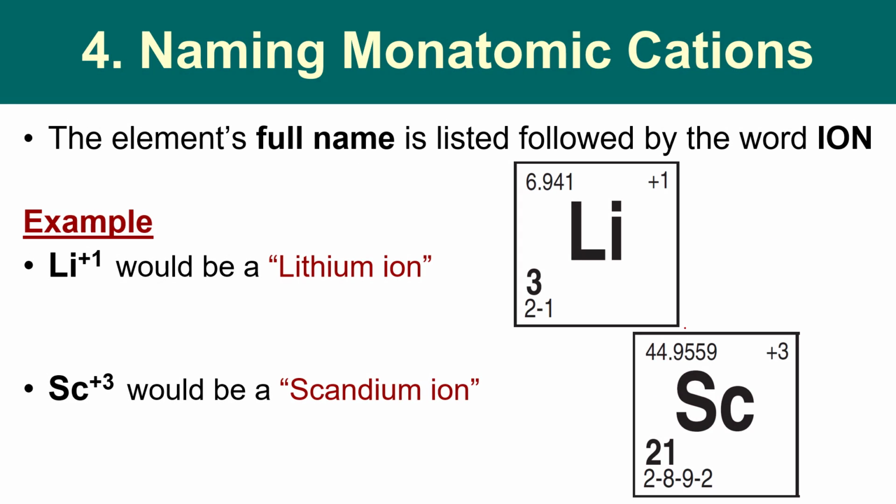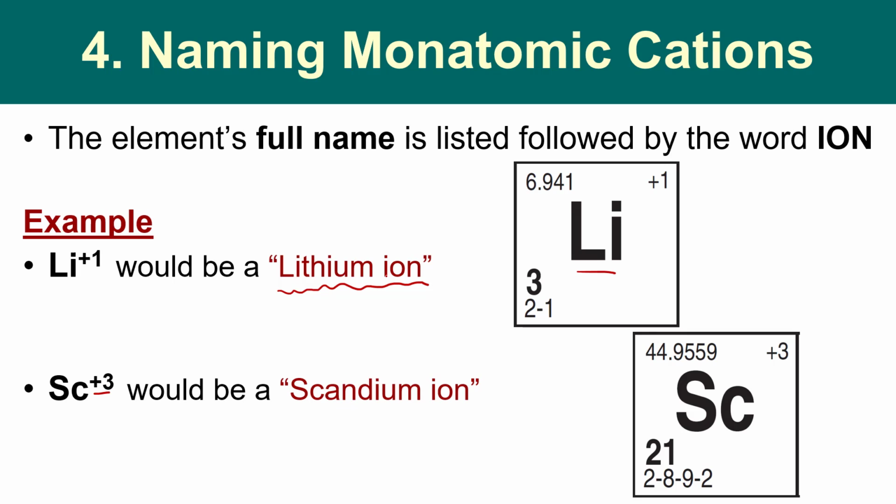So how would we name the ion? Well, if we take a lithium atom, for instance, let's go to atomic number 3 and look. Here's a lithium atom. A lithium atom takes a +1 charge and would be called a lithium ion. A scandium atom would form a scandium +3, and that would be called a scandium ion.